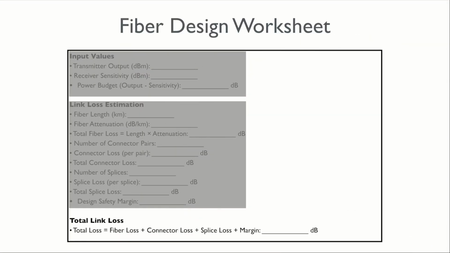Finally, we will look at total link loss. Total link loss calculation is the process of estimating the total optical signal loss across a fiber optic link. This calculation is necessary to ensure that the signal arriving at the receiver is within the acceptable power level range for proper operation. Total link loss includes several components: fiber attenuation, connector losses, splice losses, and a design safety margin.